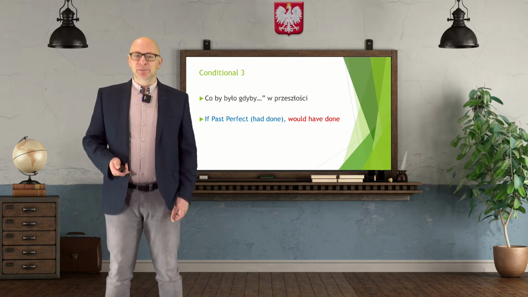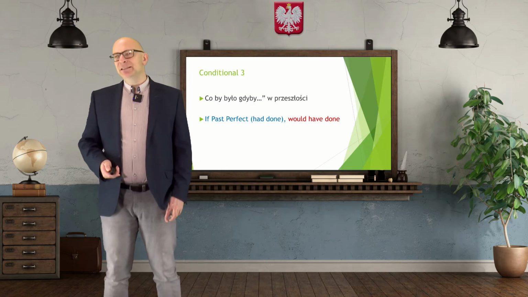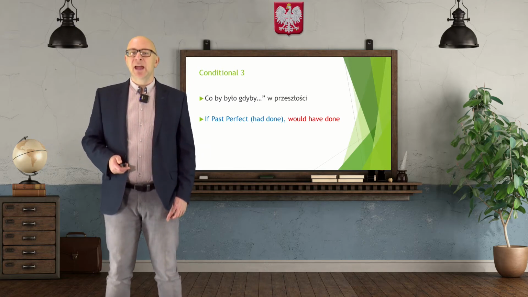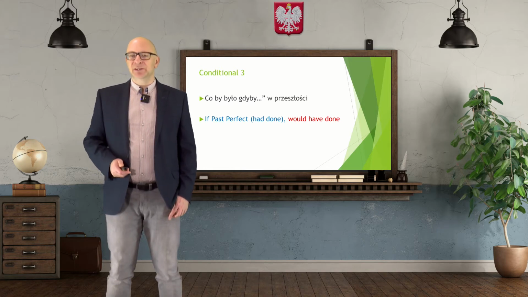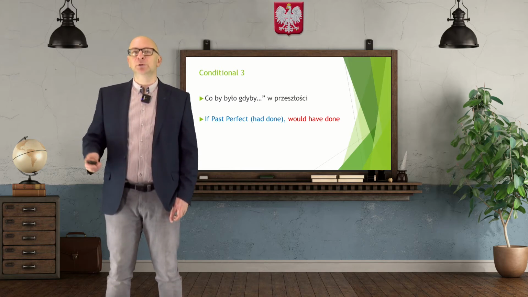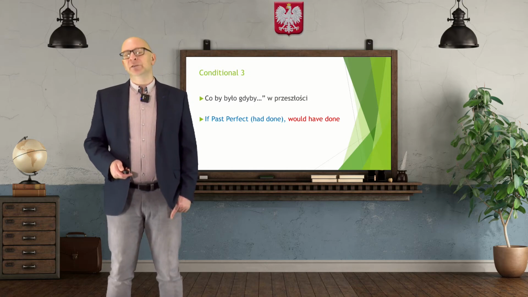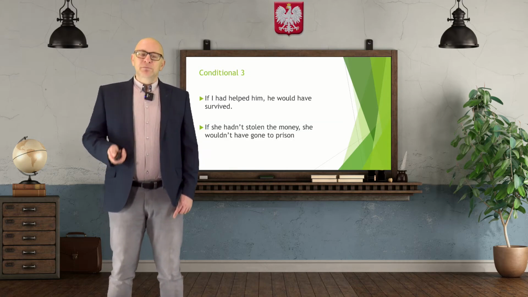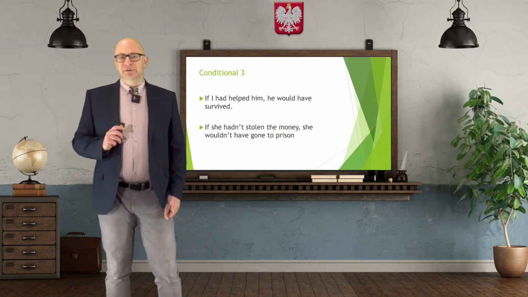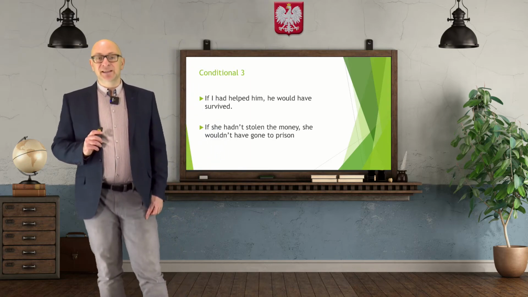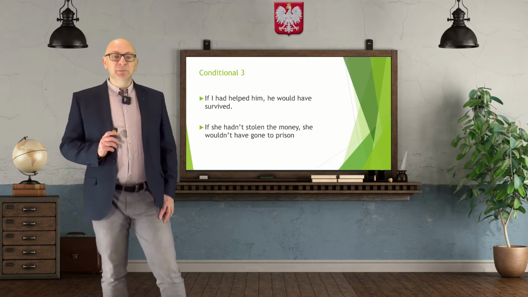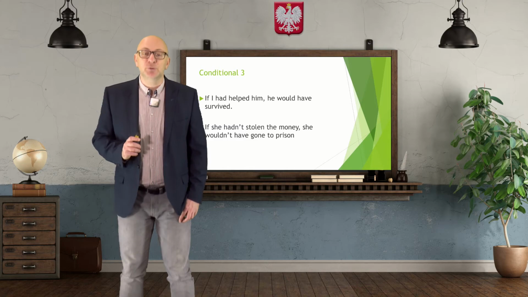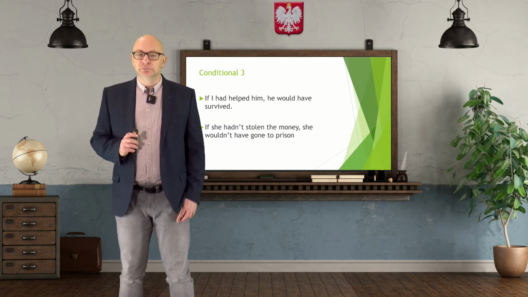So we use past perfect after if, and in the other part of the conditional sentence we use would, have, and past participle. So would have done, would have gone, would have been, would have forgotten, and so on and so on. Okay. So let's take a look at some examples of this conditional. So if I had helped him, he would have survived. Gdybym mu pomógł wtedy, w przeszłości, to on by przeżył.